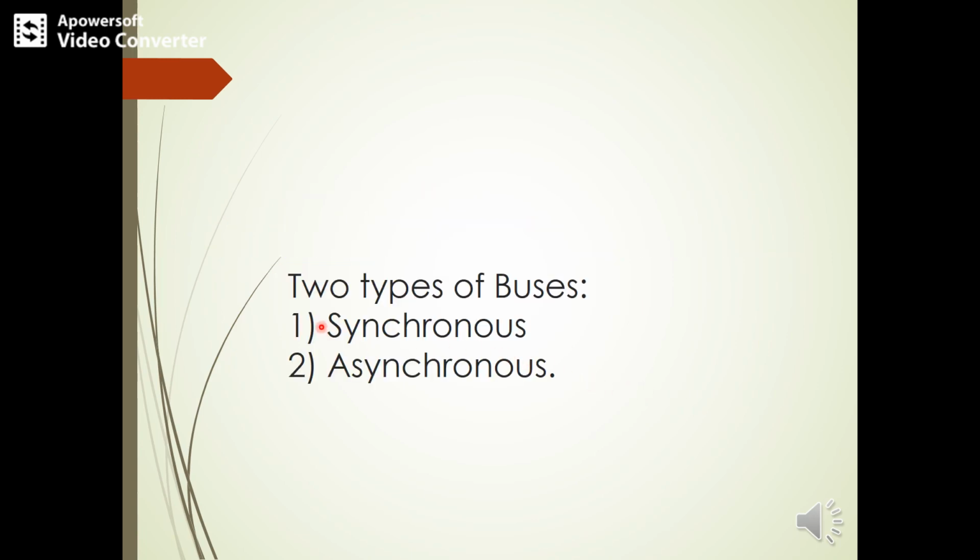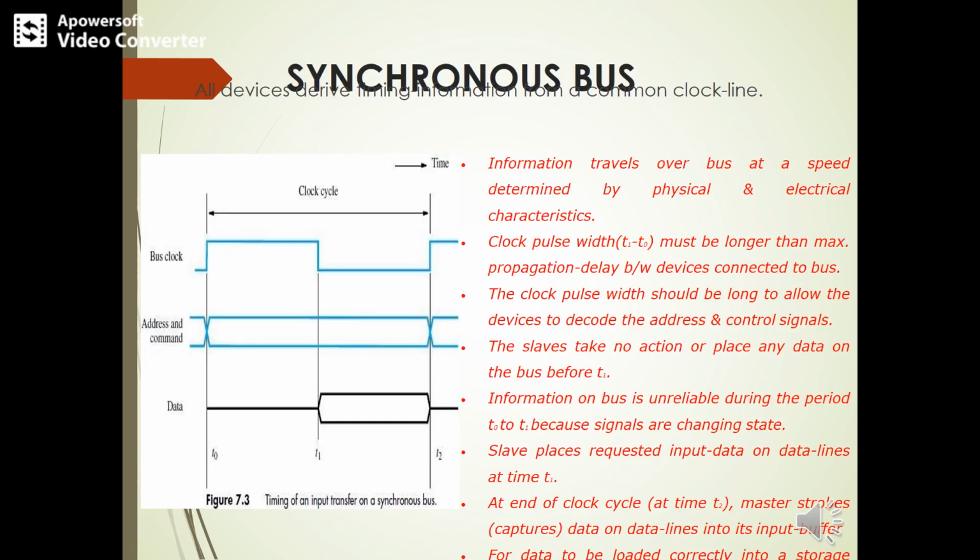We have two types of buses. The first is the synchronous bus and the second is the asynchronous bus. First we'll take the synchronous bus. In a synchronous bus, all the devices derive the timing information from a common clock line. Here the information travels over the bus, and its speed is determined by the physical and electrical characteristics.